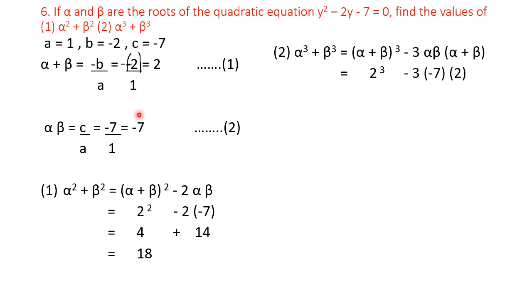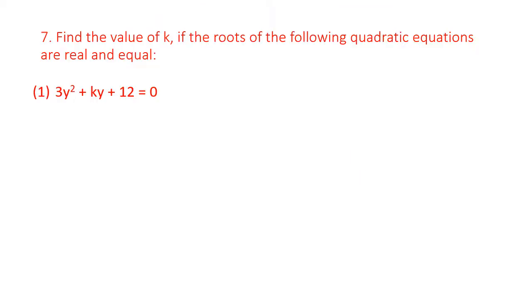So alpha plus beta is 2 cube, and then minus 3 alpha into beta is -7, and alpha plus beta is 2. So this 2 cube will be 8, minus into minus will be plus, 3 7s are 21, 21 2s are 42. So this gives 50. Yeah, so we have the answers: alpha square plus beta square is 18 and alpha cube plus beta cube is equal to 50. Let us move towards the 7th sum.